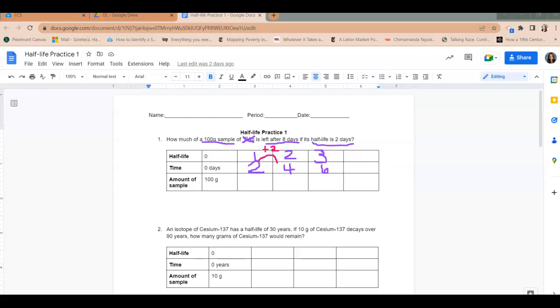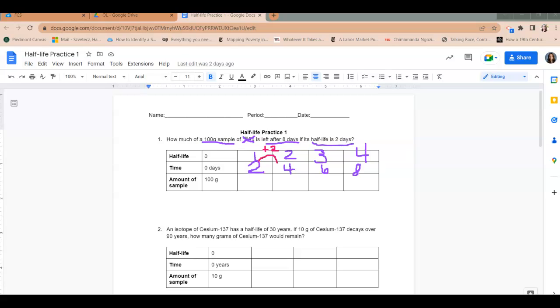So again, my goal here is 8 days. So now I'm going to add a 4th half-life. And after 4 half-lives, I add 6 plus 2 because that's my original half-life, and I get a total of 8 days. And so that's my end goal. This is how much I've got to figure out I have after 8 days. So we figured out the time here. Now we've got to figure out how much I have.